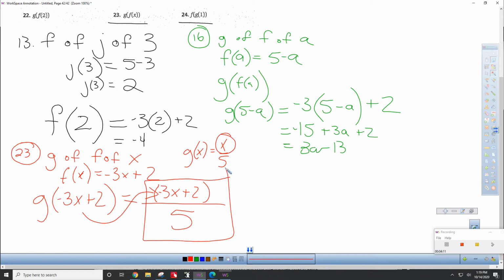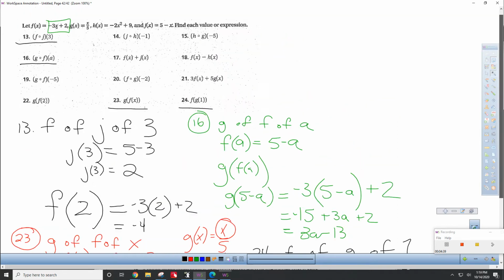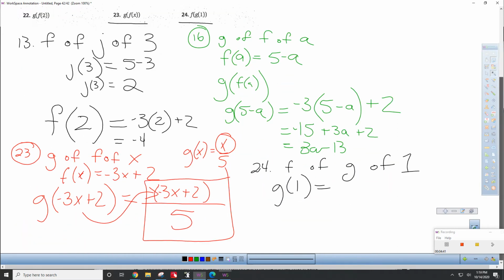And finally, f of g of 1. This is 24. F of g of 1. What's g of 1? G of 1 is 1 over 5. So they want f of 1 over 5.